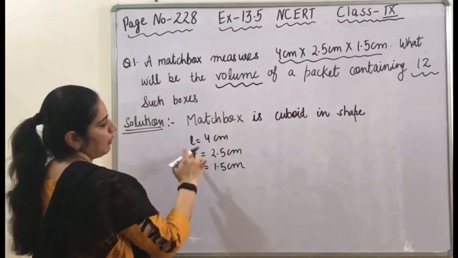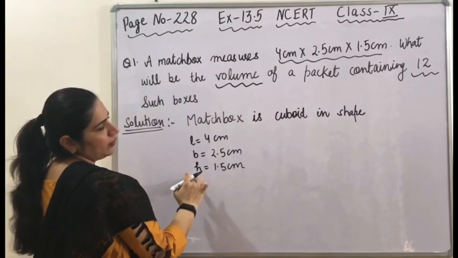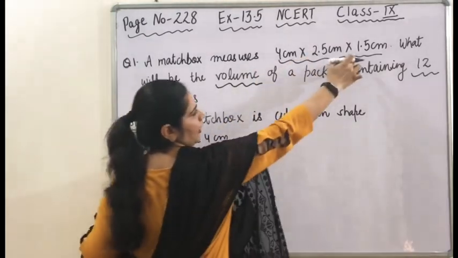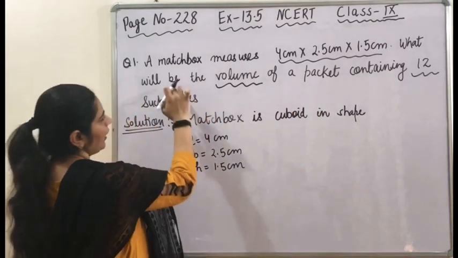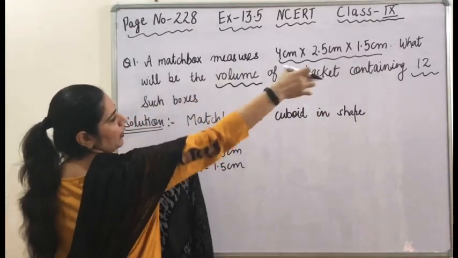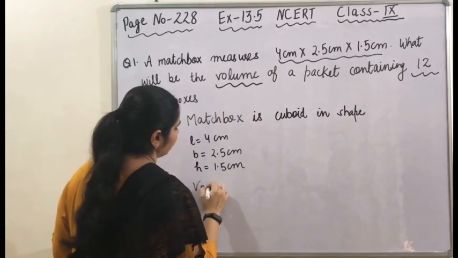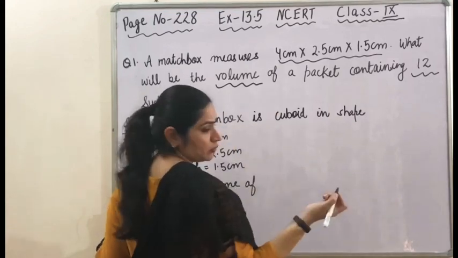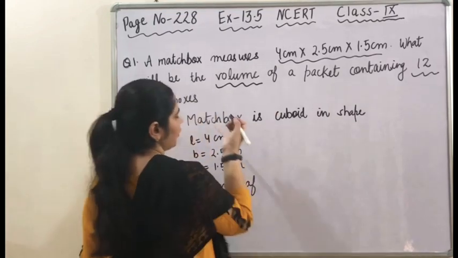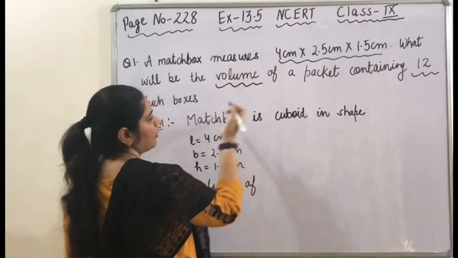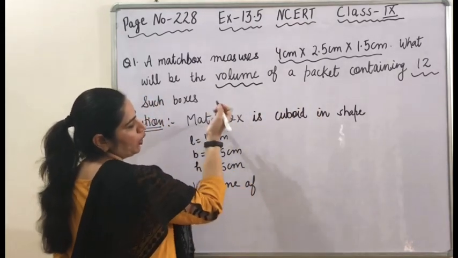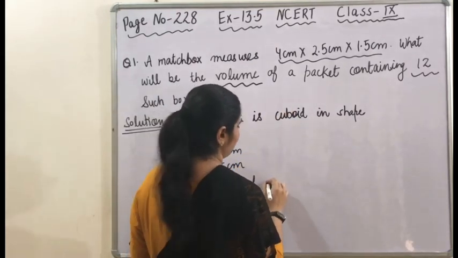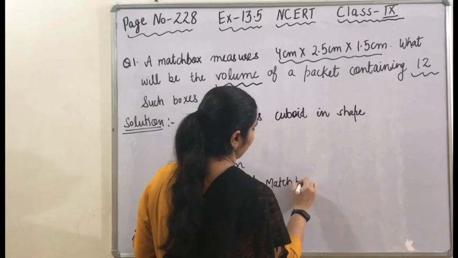Here I have written the dimensions. Length, breadth and height are already given. Length is 4 cm, breadth is 2.5 cm and height is 1.5 cm. We have to find the volume of 12 such boxes. So here, let the volume of one box, or one matchbox, or simply one cuboid, it's up to you, because a matchbox is cuboid in shape. You can write down either the volume of the matchbox or the volume of the cuboid. Here I am writing volume of matchbox, which is equal to L into B into H.